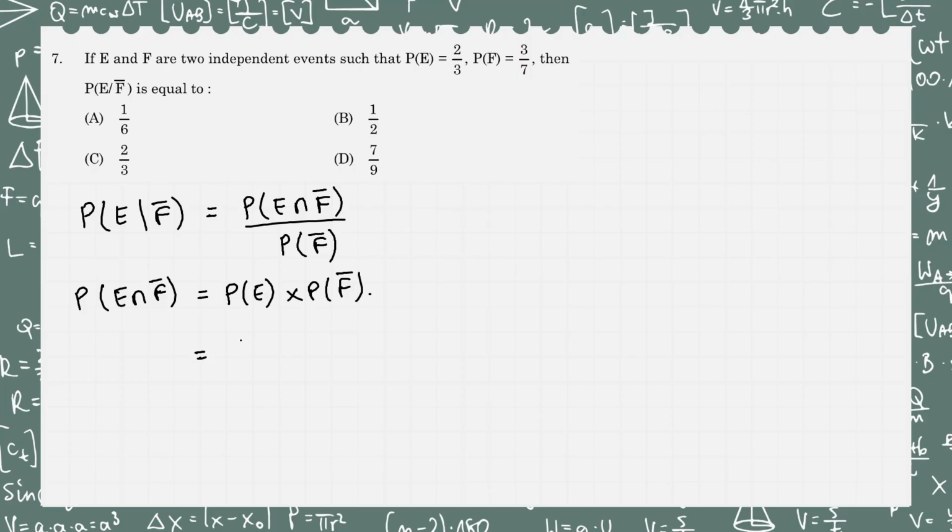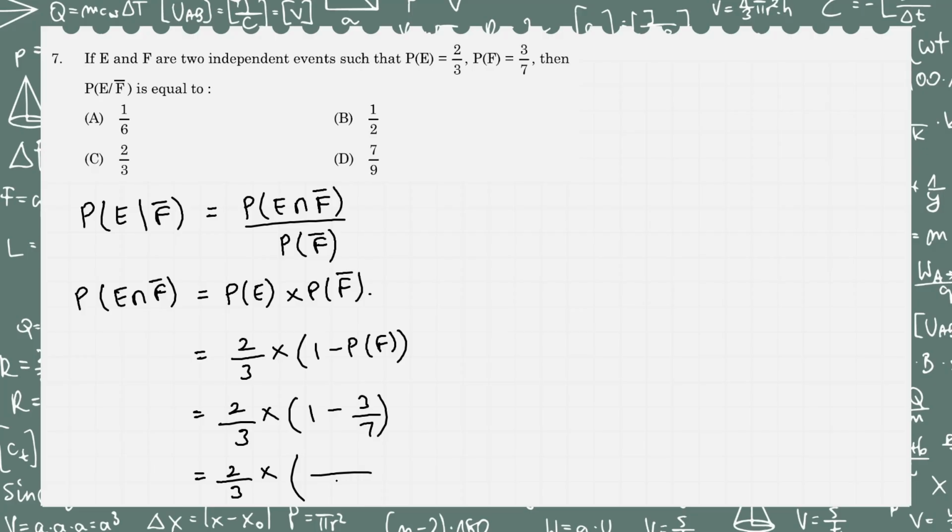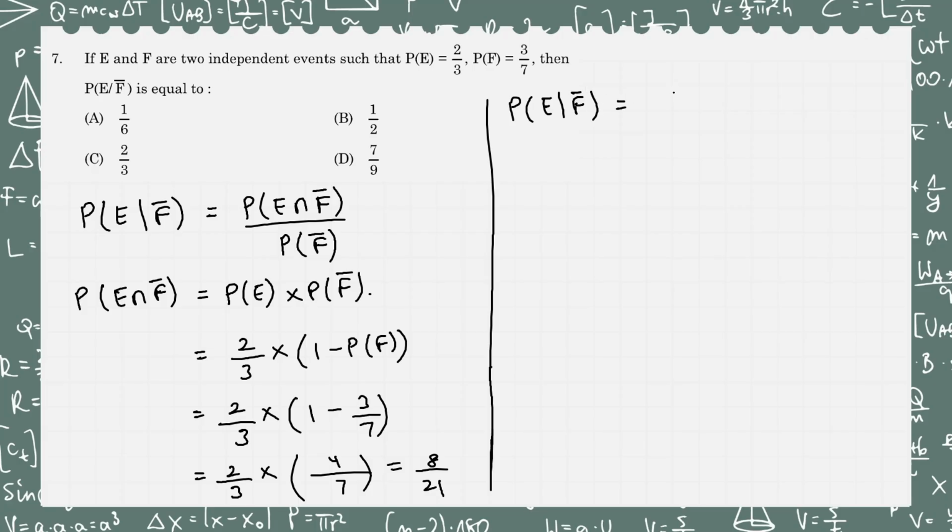So, this we can find like 2 by 3 into P of F bar, which is 1 minus P of F. So, this will become 2 by 3 times 1 minus 3 by 7. So, this becomes 2 by 3 into 4 by 7. And the final answer for this is 8 by 21. So, 8 by 21 is the numerator's answer, and P of F bar is this one in the bracket. So, that will be 4 by 7. This will be 8 by 21 times 7 by 4. This will give you 2 by 3.